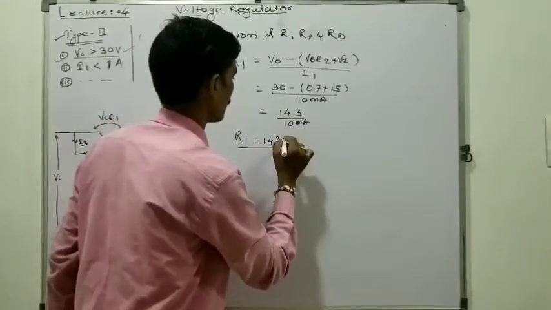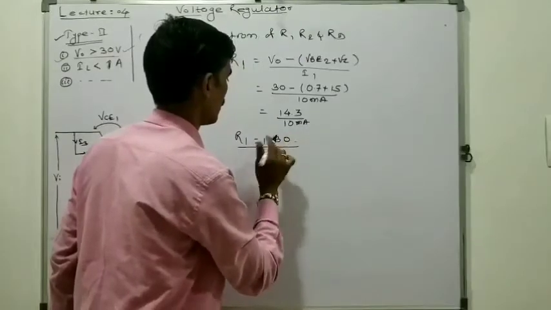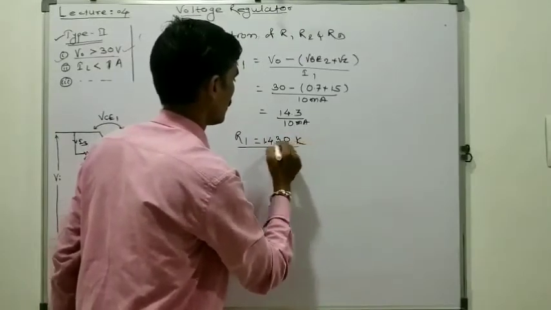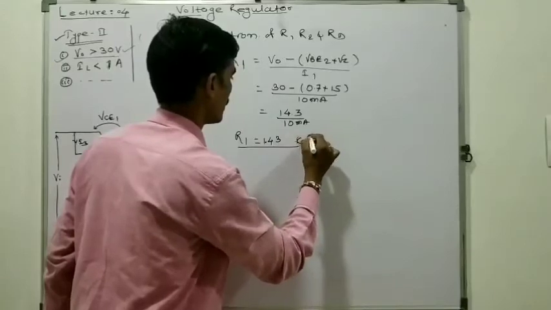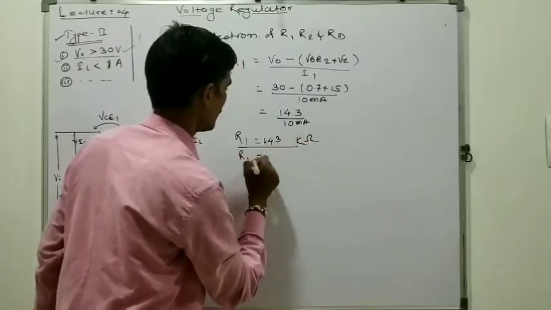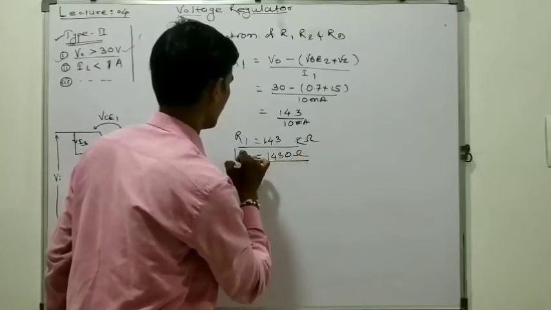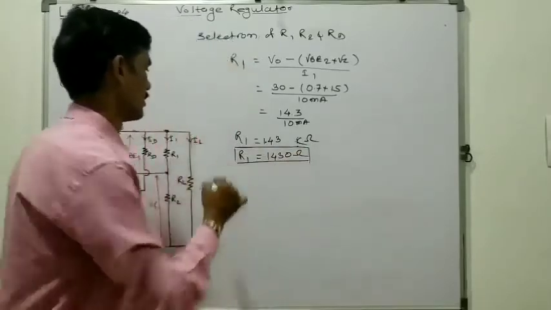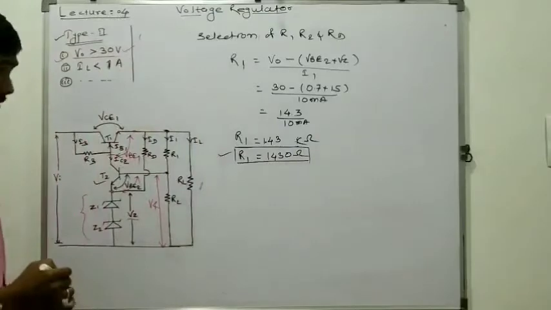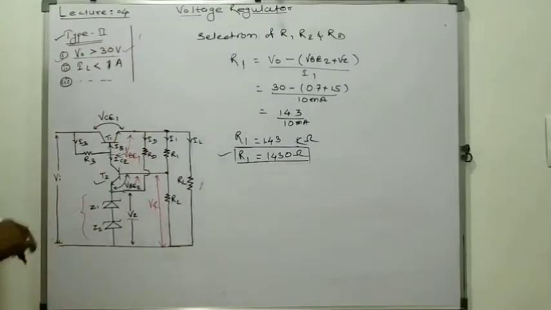It is 1.43 kilo ohm, or we can say R1 is equal to 1430 ohm. So this is the value of R1. Now again we have to calculate the dissipation across this resistance R1.